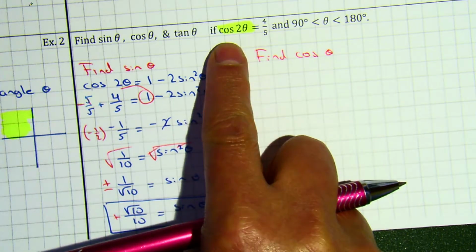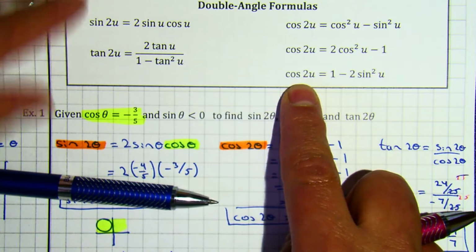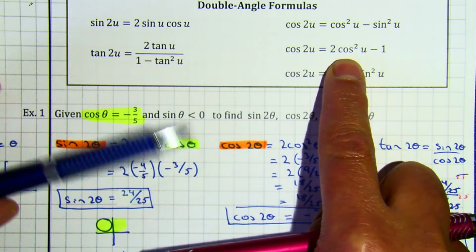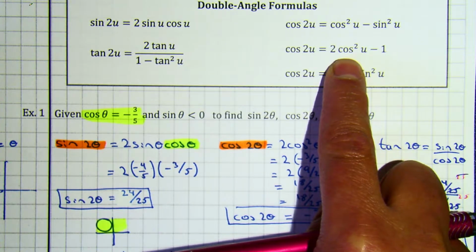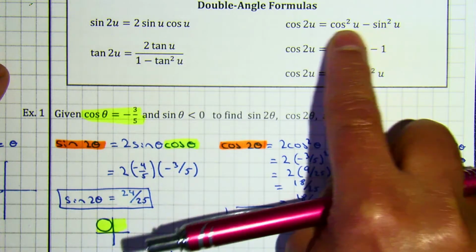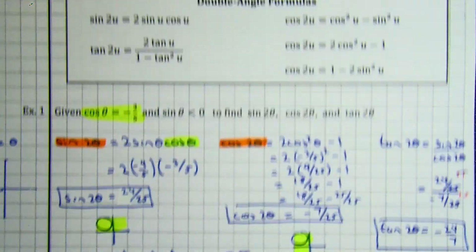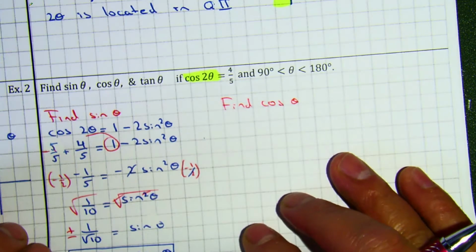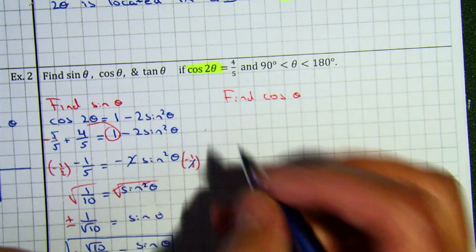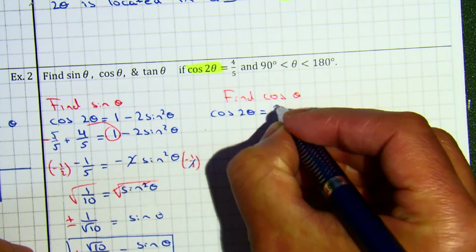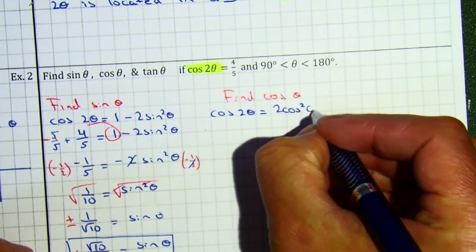Once again, they have cosine of 2 theta, so I have to use any of those 3 equations. Now, to find the cosine, I can use this equation, and because I already know the sine of theta, I can also use this equation here. I'm going to use the second one, so I can go through the same process. We have the cosine of 2 theta equals 2 cosine squared of theta minus 1.